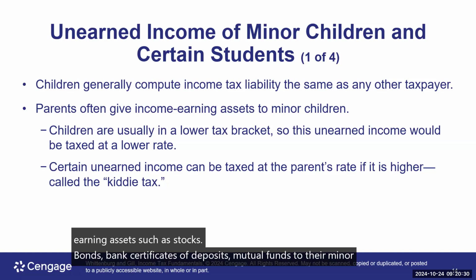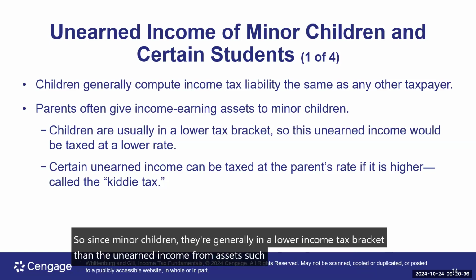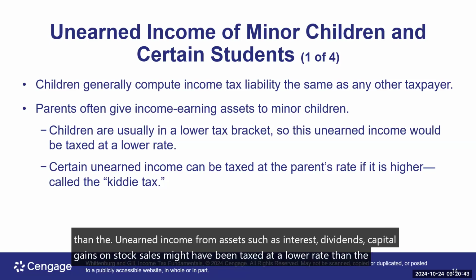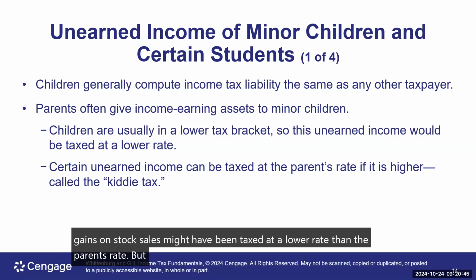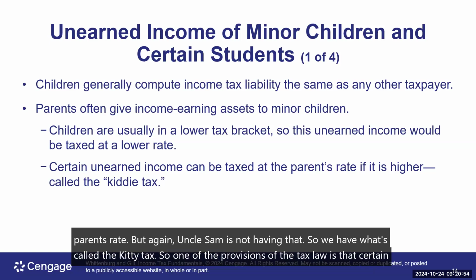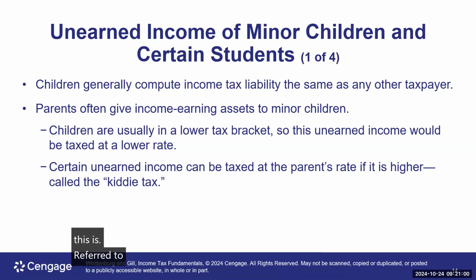Since minor children are generally in a lower income tax bracket, the unearned income from assets such as interest, dividends, and capital gains on stock sales might have been taxed at a lower rate than the parents' rate. But again, Uncle Sam is not having that. So we have what's called the Kiddie Tax. One of the provisions of the tax law is that certain unearned income can be taxed at the parent's rate if it's higher. This is commonly referred to as the Kiddie Tax.